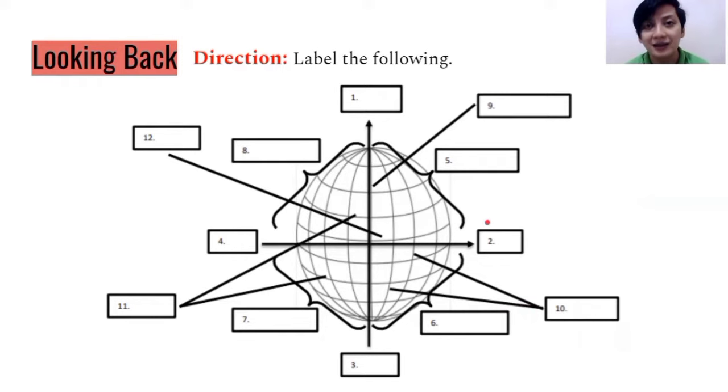So we have to be familiarized with the different directions of the globe, or if you are using your map. So ang globe is a circular representation or illustration of the Earth. While a map is a flattened illustration of the Earth. Okay? So this time, we are using a globe. Now, number one, that is the North. I know you are familiar with that one. And number two, look at here. This is the East. And number three, if this is the north, you know that this part at the bottom is the south. How about number four? If we have north, east, south, what is missing? You are correct. That is the west.